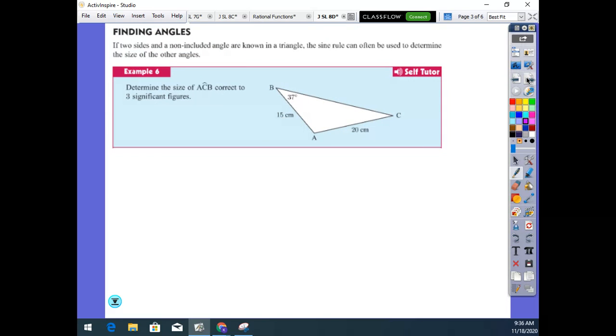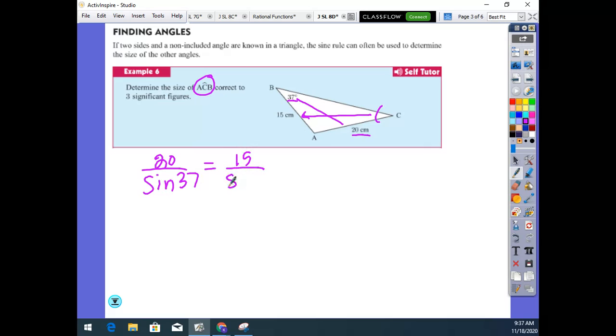All right, this one's all about finding angles. So we're doing the same thing. Notice we can use law of sines because I have a corresponding angle and side length. So 20 over sine of my angle 37 equals, we're looking for angle ABC. So I'm going to put, notice C is across from 15 over sine of C. I'm just going to cross multiply: 20 times sine of C equals 15 times sine of 37.